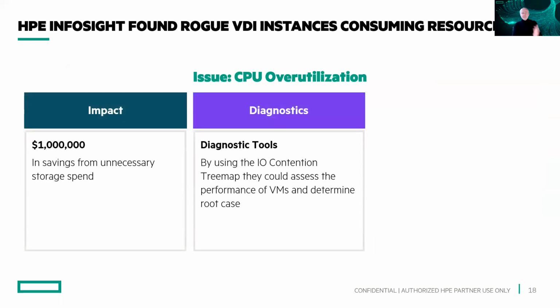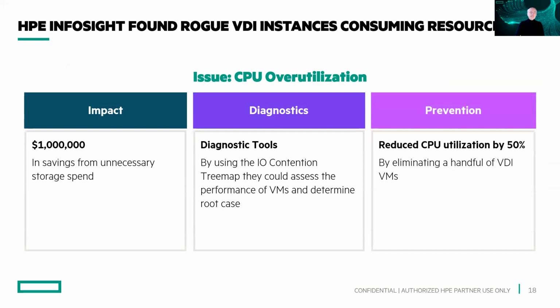Practical examples, CPU overutilization. A customer where the impact was huge because they saved a lot of money, as there was apparently unnecessary storage spending. By the way, all this information is available in the white paper. These are existing customer reference cases, like a hospital in Switzerland that saved a lot of money just by eliminating badly sized and badly created VDI virtual machines.